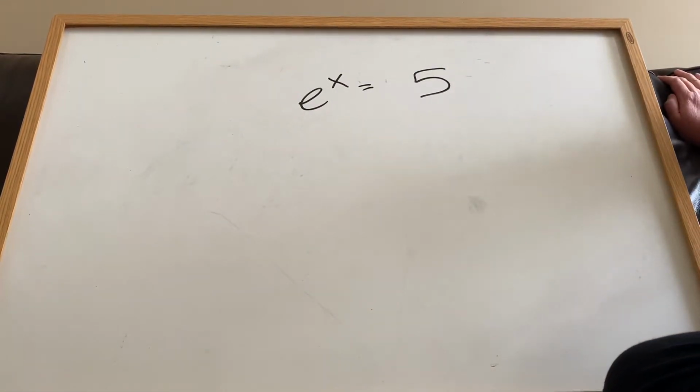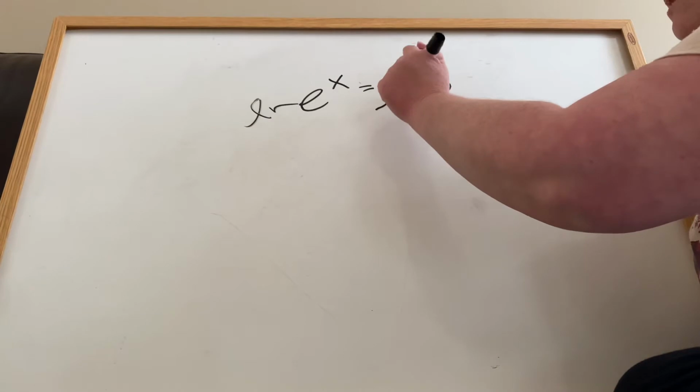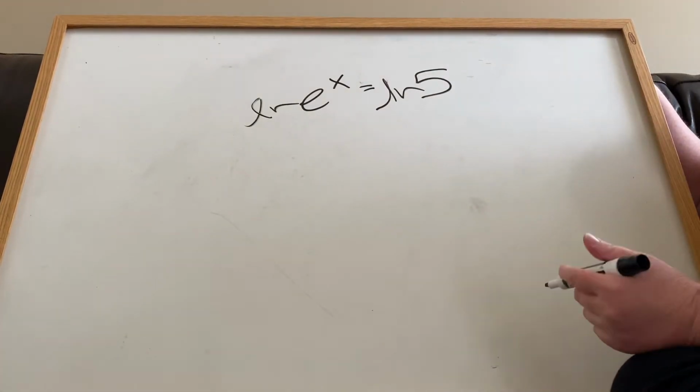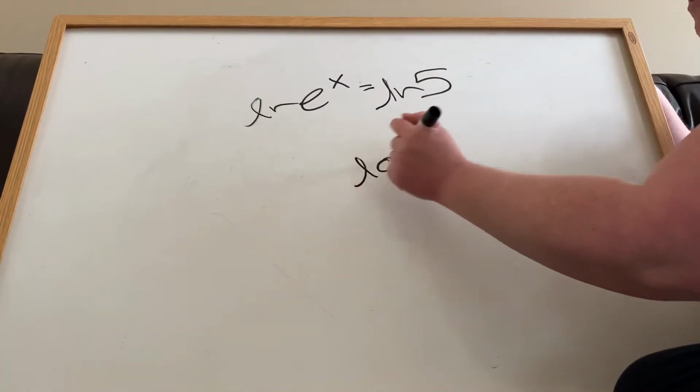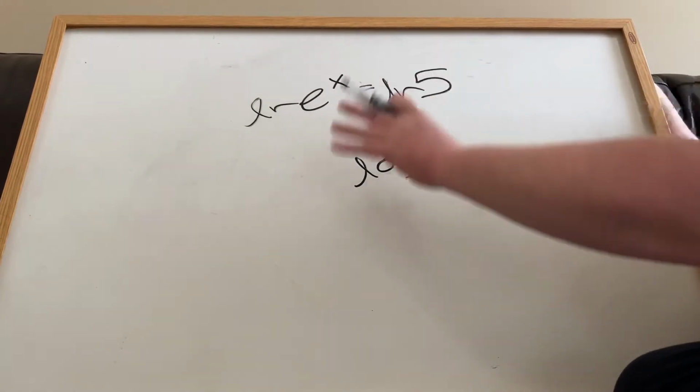Okay, so first thing you have to do is make sure that you get the problem into its most basic form. And then to get rid of the e, you take the natural log of both sides. So then we're going to put ln into both sides. And you do ln because ln technically is log base e, but you don't write it log base e. It always gets written as ln.